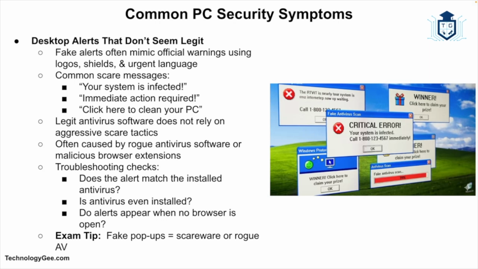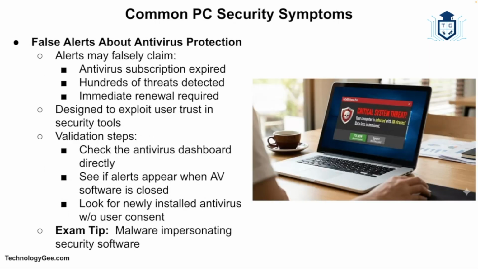All right, next we have fake alerts about antivirus protection. So this is closely related to desktop alerts, but CompTIA separates it for a reason. False antivirus alerts often claim that your antivirus subscription has expired, you have hundreds of threats detected, and you must renew immediately. Now, these alerts are especially dangerous because they exploit trust. Users believe antivirus software is supposed to warn them, and attackers take advantage of that belief. Now, as a technician, your role is to validate the source of the alert, so you want to check whether the antivirus dashboard shows the same warning.